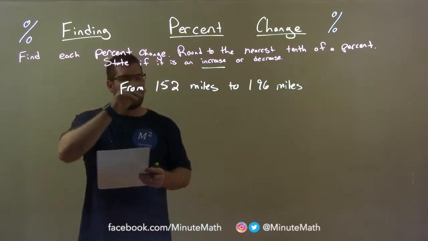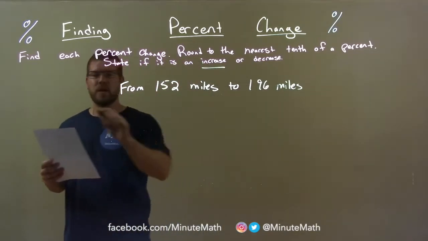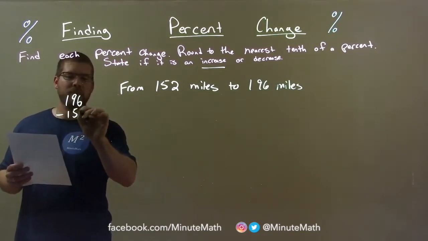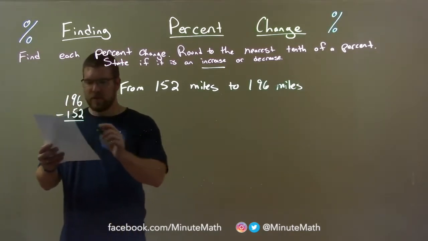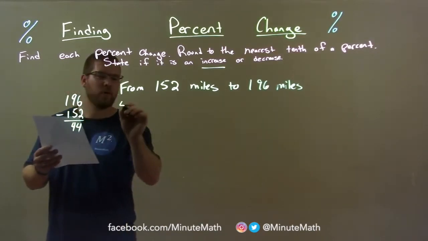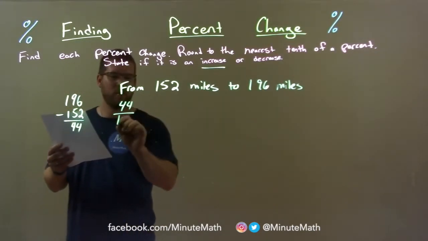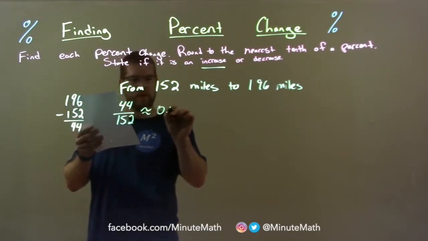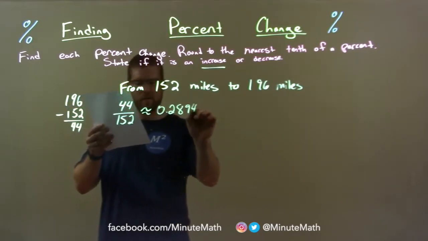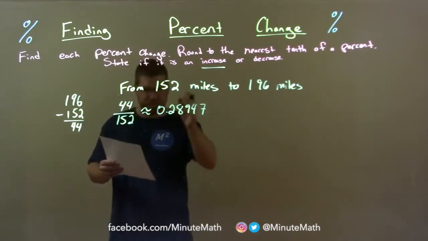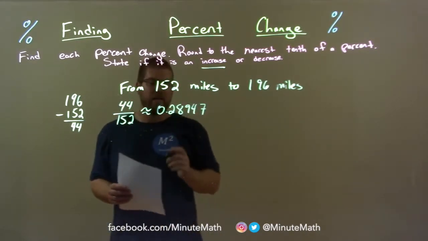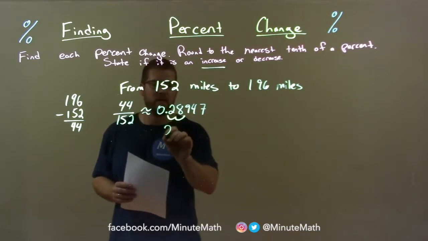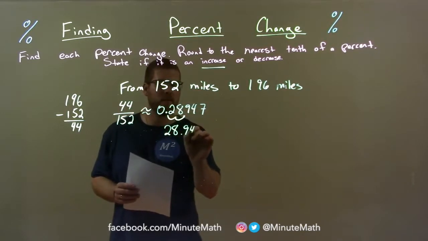Now, we got to find the difference between the two. Larger number, 196, subtracted by the smaller number, 152. That gives us a 44. We take that 44 and divide it by the first number, 152. It gives us a decimal of 0.28947. Now, let's write that as a percent. We take that decimal, 2 spots to the right, gives us the percent, 28.947%.